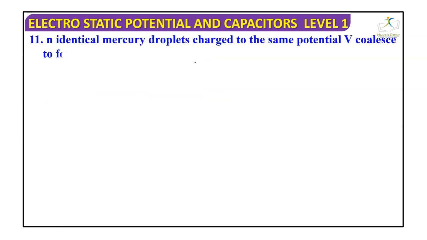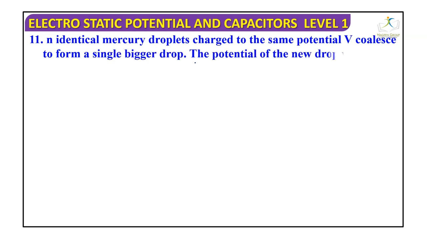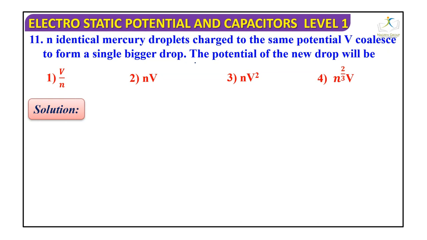Next question we have: n identical mercury drops charged to the same potential V coalesce to form a single bigger drop. The potential of the new drop will be V by n, nV, nV square, or n to the power 2 by 3 times V. Let us see the solution of this question. V prime is equal to n^(2/3) times V. According to this, the correct option is option 4.